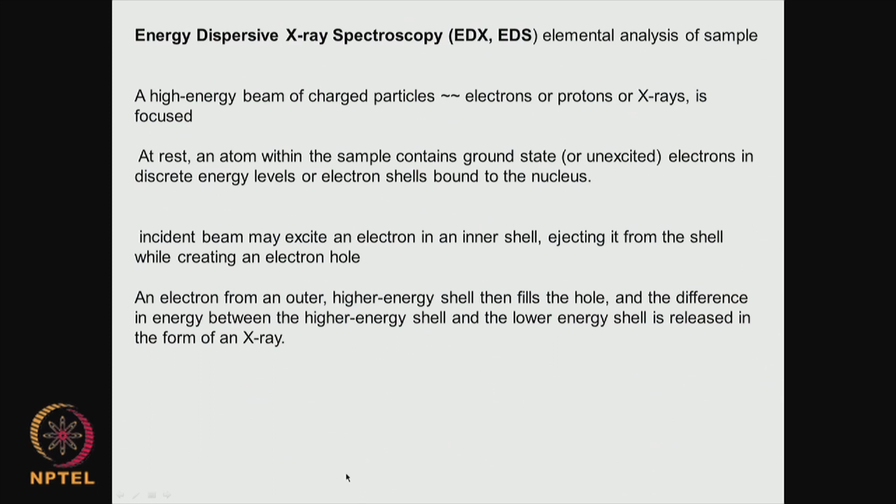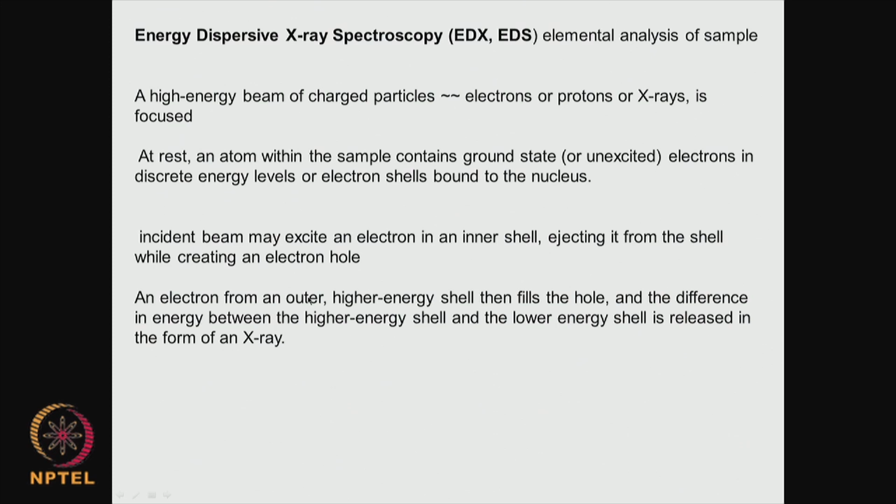So, what do you do? You focus a beam of electrons. Okay. So, it excites the electrons, okay, at the innermost shell, ejecting it from the shell. So, it creates an electron hole. So, electron from outer, that is high energy shell, fills this hole. Now, this difference in energy is liberated, okay, in the form of X-ray.